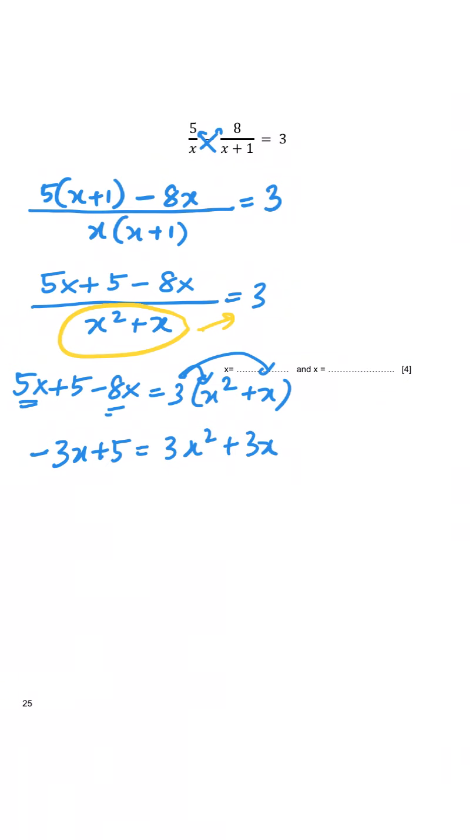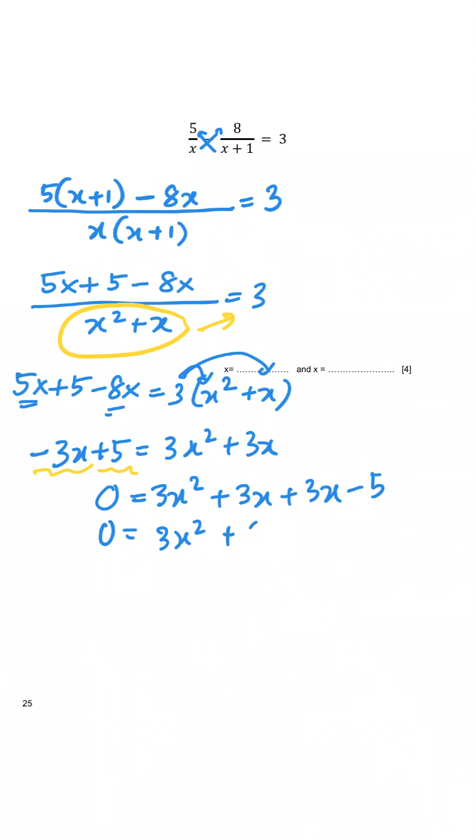Right, so bring all to the same side. Okay, I'm going to bring to the right side because the x squared is here. It doesn't matter which side you bring, just follow the sign, right? If this minus 3x is brought over across the equal sign, it becomes plus 3x. Plus 5 brought over becomes minus 5. Yeah, and here nothing left, 0. 3x squared plus 6x minus 5. Okay, so this is our quadratic equation.